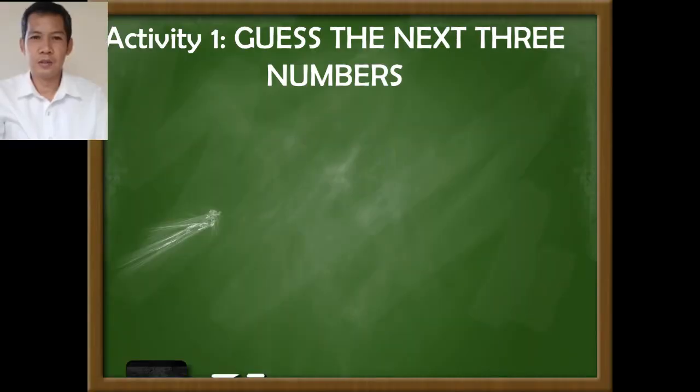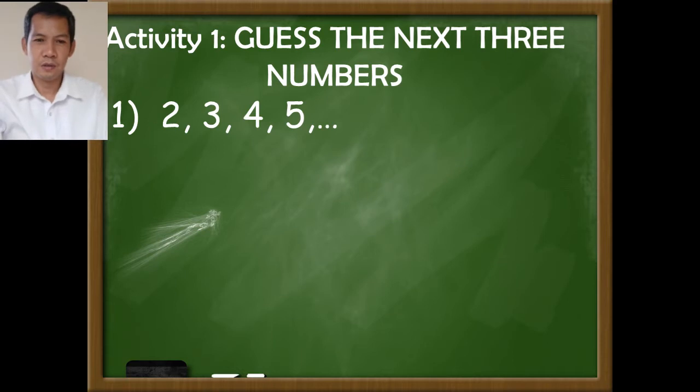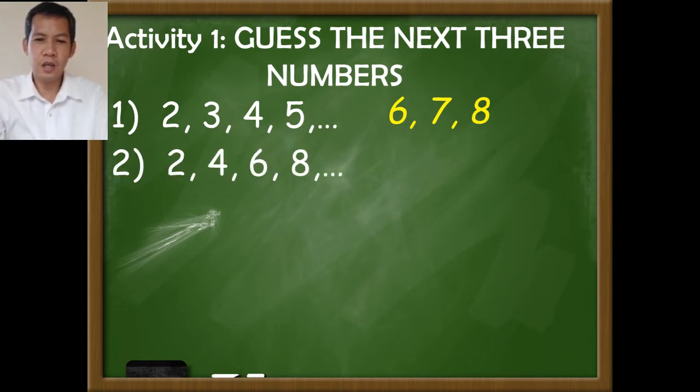Let's first do the activity 1. Guess the next 3 numbers. Let's start it off. 2, 3, 4, 5. The next 3 numbers are 6, 7, 8. Next. 2, 4, 6, 8. The next 3 numbers are 10, 12, 14.